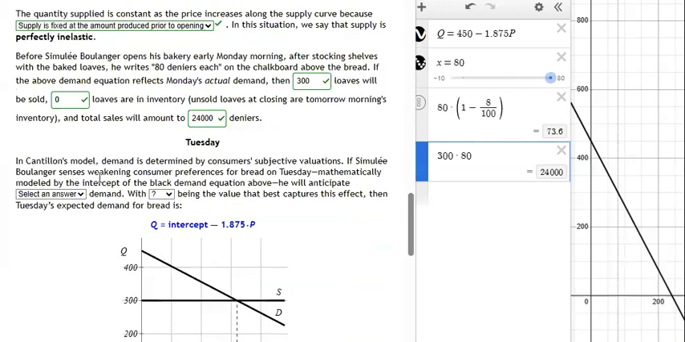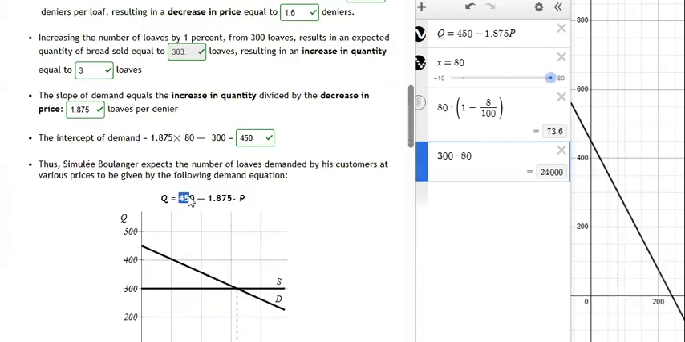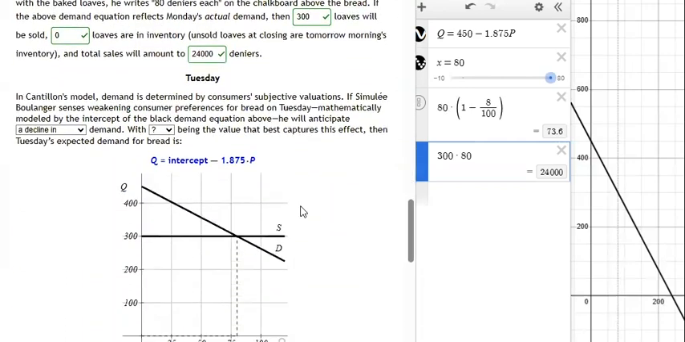So if Simile senses weakening consumer preferences for bread on Tuesday, he will anticipate a decline in demand. Now, which of these intercepts is the best choice, given that he anticipates the decline in demand? Well, the intercept yesterday was 450. Decreased demand means that number's got to fall. And your numbers are going to be different than mine, so you got to be really careful here. So which of these numbers is lower than 450? It can't be 450 because that would mean that demand hasn't changed. 460 means strong demand, 470 means even stronger demand, and 480 means the strongest of the demand curves. It has to be 420 in my case.